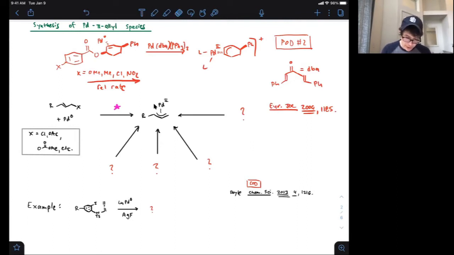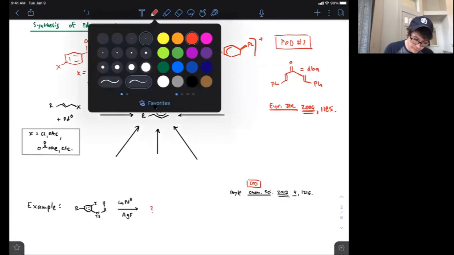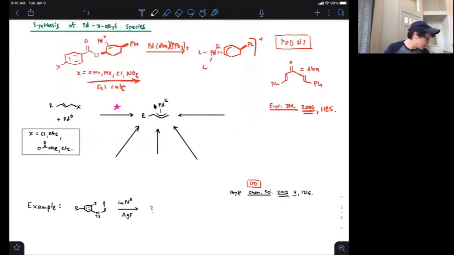But oxidative addition is not the only way to generate metal-allyl species. So let's just quickly brainstorm others, some of which we just saw earlier in this class. So I'll leave this open to volunteers, and anyone who wants to chime in, please chime in. But don't all chime in at once.